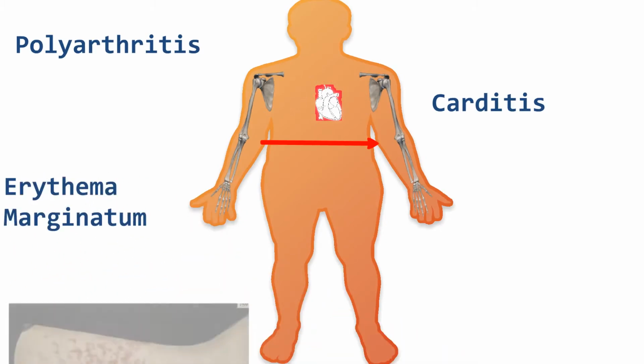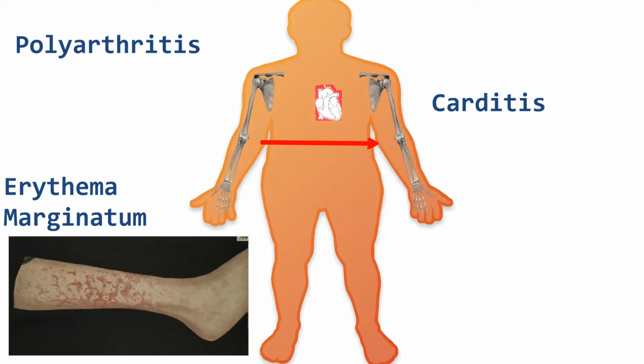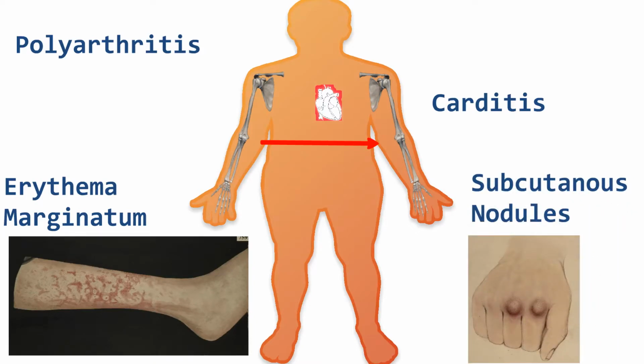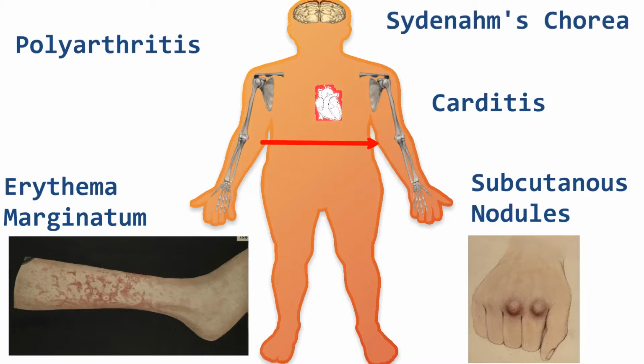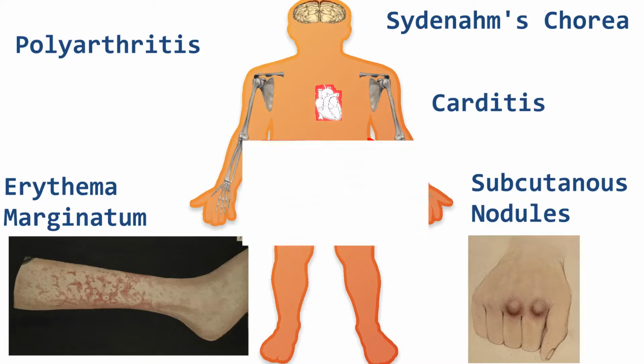These lesions start as a red macule that fades in the center but remains at the edges. As the name suggests, erythema means red and marginatum refers to margin. It's red at the margins. Other skin lesions are subcutaneous nodules. They are firm, painless, pea-sized nodules beneath the skin. There is also a CNS abnormality known as Sydenham chorea, also called St. Vitus dance. It is sudden, jerky, involuntary, purposeless movements that appear 3 months after the other symptoms.